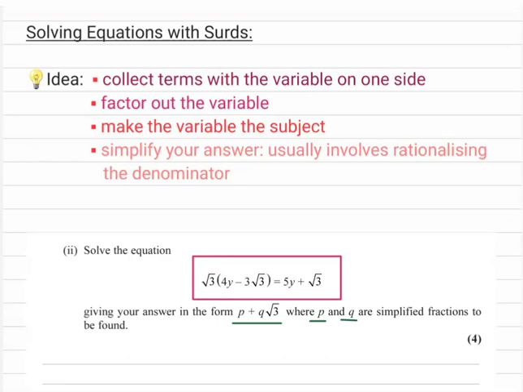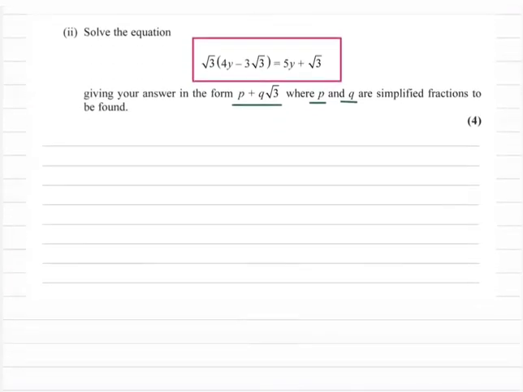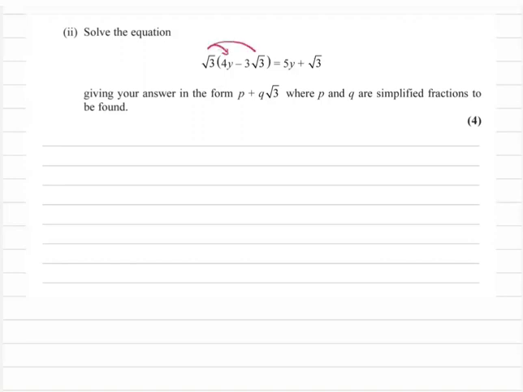Right, so step number one, we're going to collect our terms with the variable on one side. But before we can do that, we are going to have to expand our brackets. As you can see, we have our y term, which is our variable, on the left side of the equal sign, as well as another y term on the right side of our equal sign. So we want to make sure we collect these, but here we have a bracket. So with brackets, we're going to carry out the basic laws of expansion. We multiply throughout by √3, just like that.